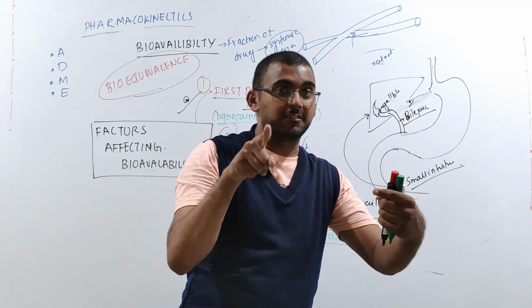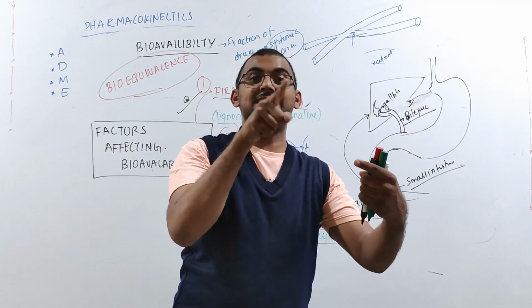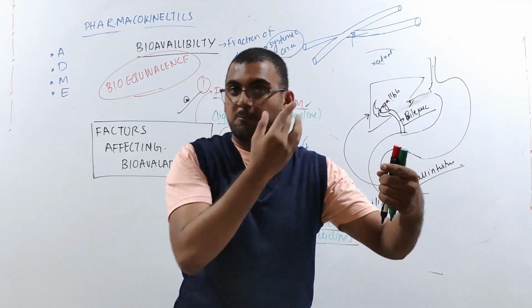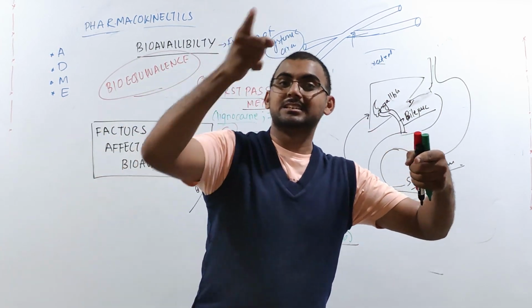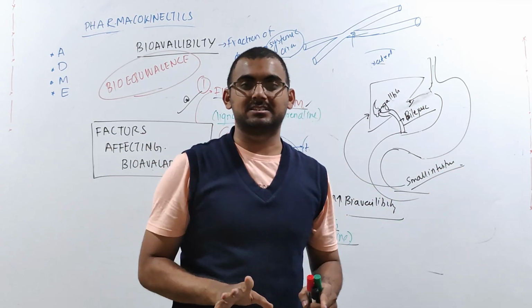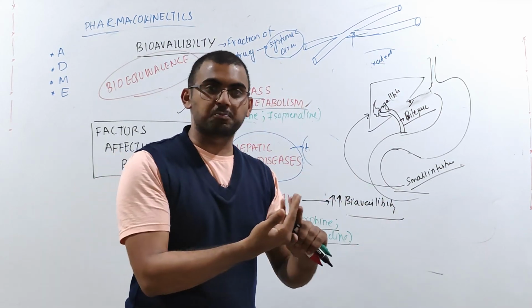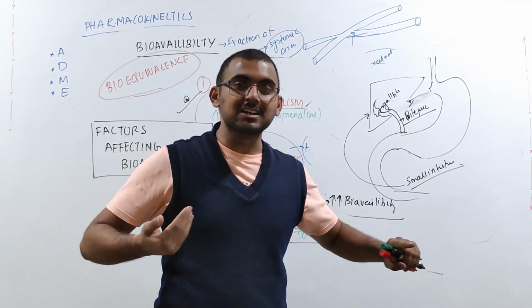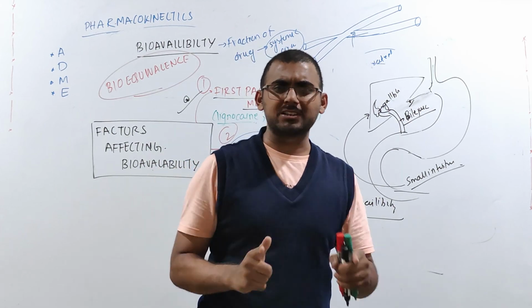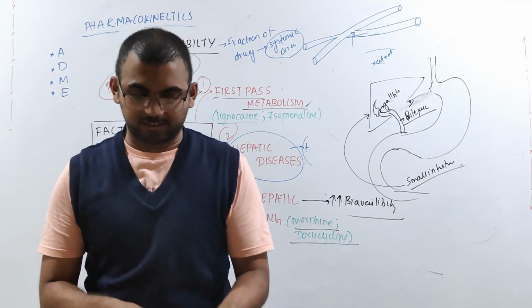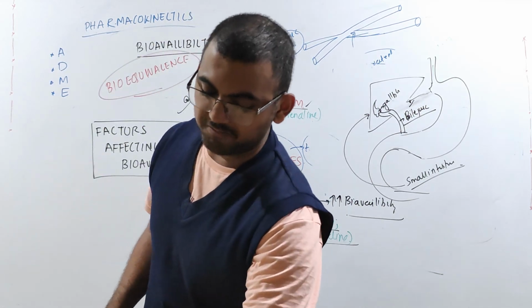So bile juice, what does it have? It has the excreted drug, right? So instead of getting excreted completely outside the body, what will happen? This drug will again enter inside the small intestine, and again it will show the action. So this will help in prolonging the activity or the action of the particular drug. I hope you understood. These are the major factors which are going to affect the bioavailability.